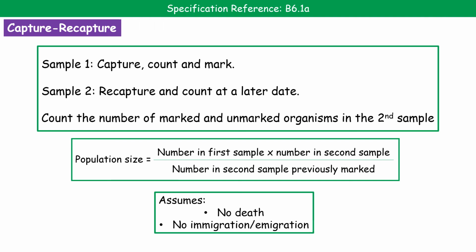There are a couple of big assumptions we are making here. We are assuming that nothing died between our 2 sample times and nothing of that particular species we're looking at either immigrated or emigrated. So nothing moved into the area, nothing left the area we were sampling. Big assumptions, hence why it's only an estimate, not a true count.